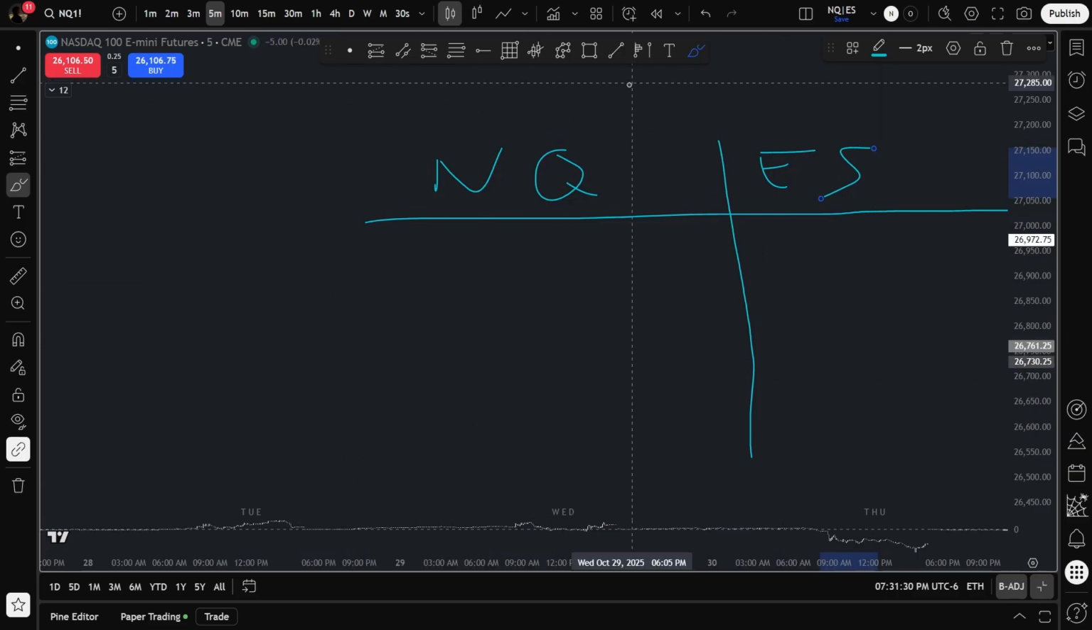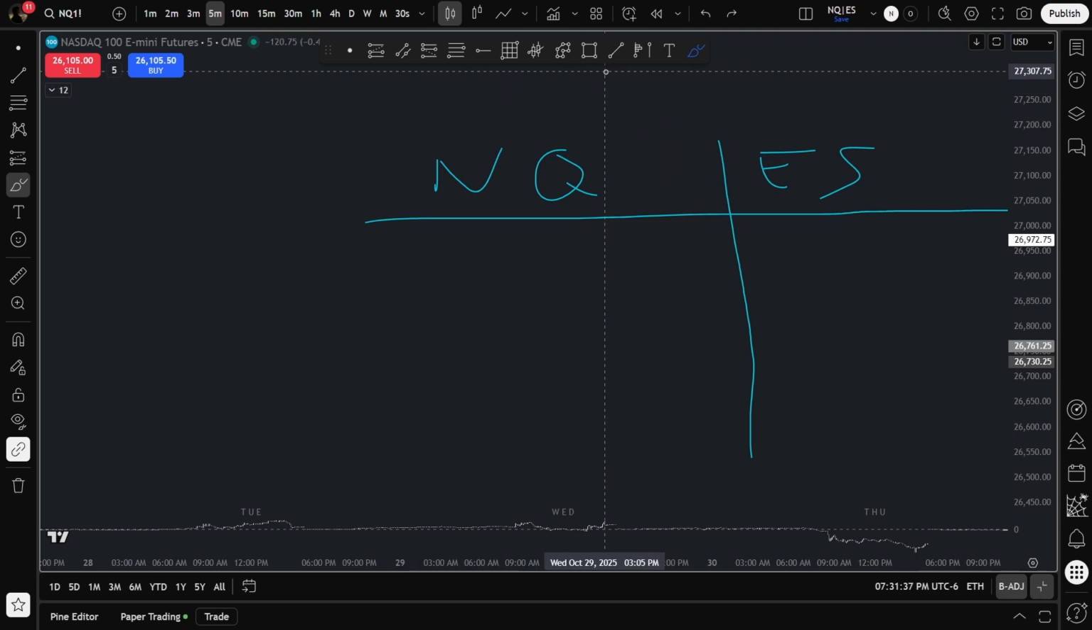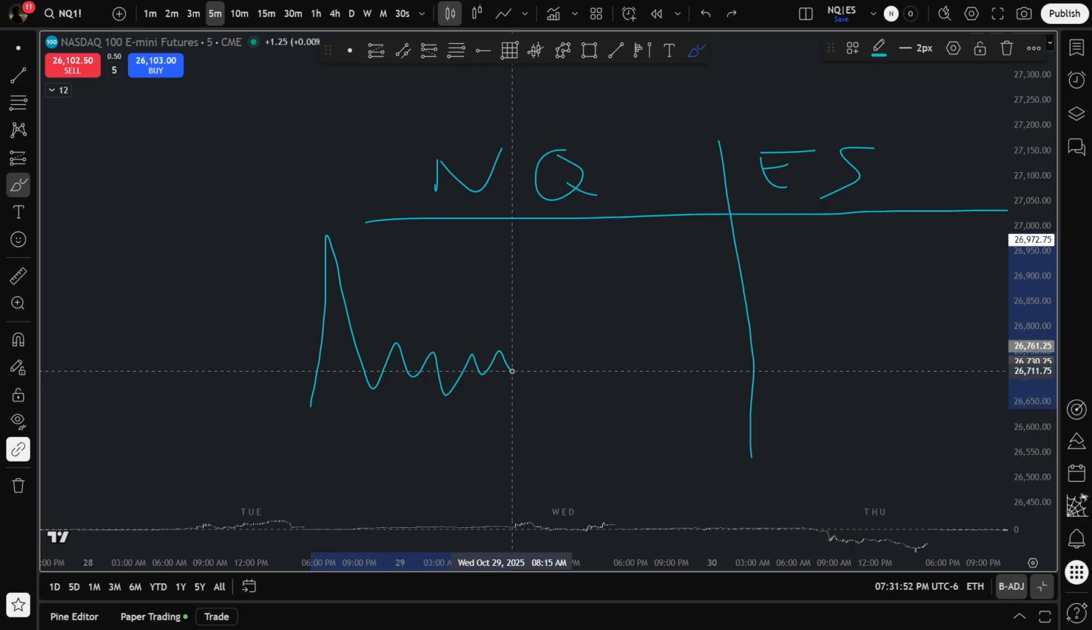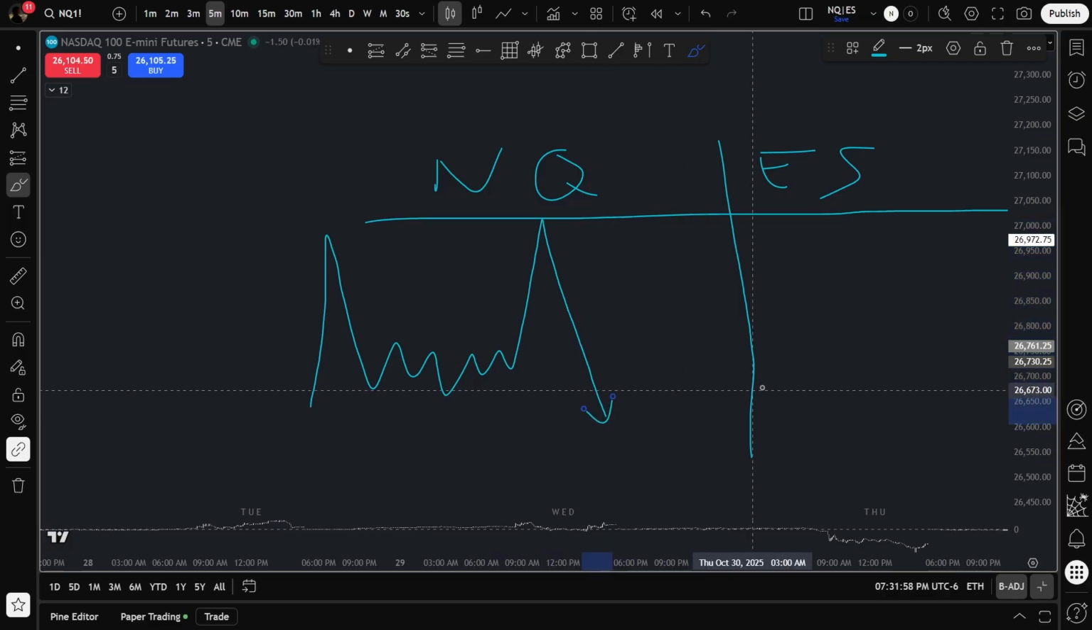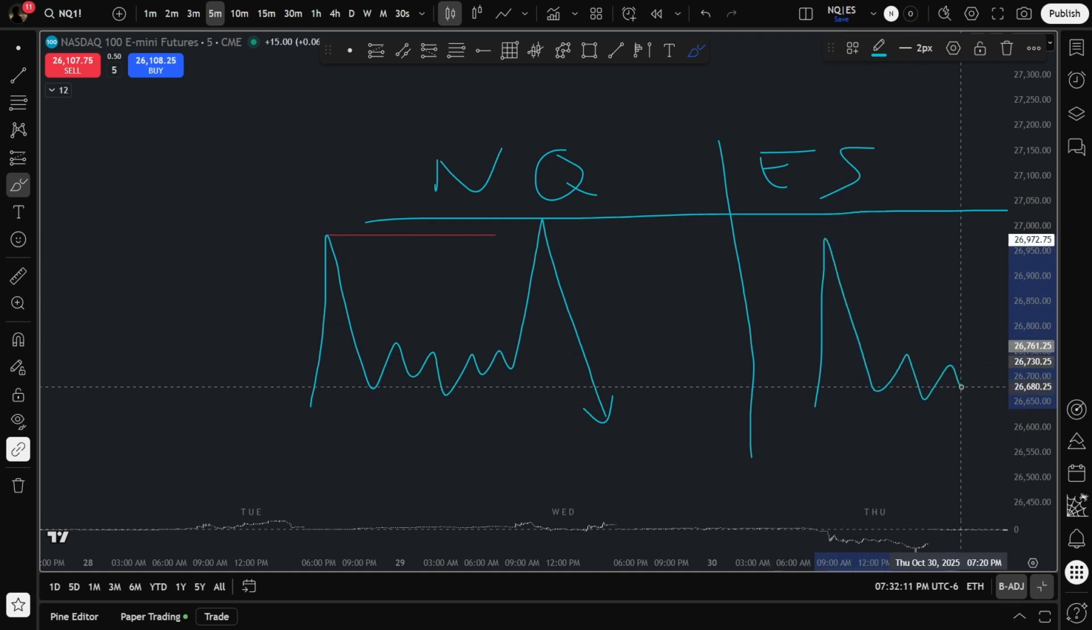So the correlation between these two is that they normally are very similar to each other. They're like brother and sister. Now the only difference is sometimes they don't do the same things. So let's say NASDAQ has price like this, right? And then we take out this high like that, and then we dump like this, right? We took out this high right here, but then on ES we have that same high like this, and then we go like this, but we never take it out and we just dump.